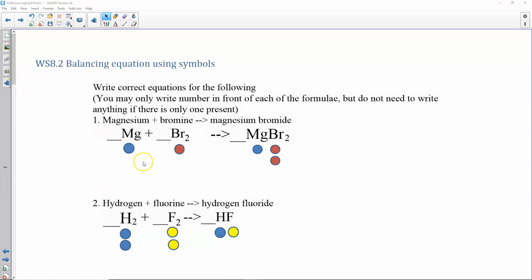In the same area, you will find a worksheet called 8.2, Balancing Equations Using Symbols or something similar. So, magnesium plus bromine forming magnesium bromide. For bromine, you can see it's Br2, so really we need to have 2 bromines there. Magnesium bromide, 1 magnesium and 2 bromines. So to balance this equation, we don't need to do anything, because there is 1 magnesium on each side and 2 bromines on each side.